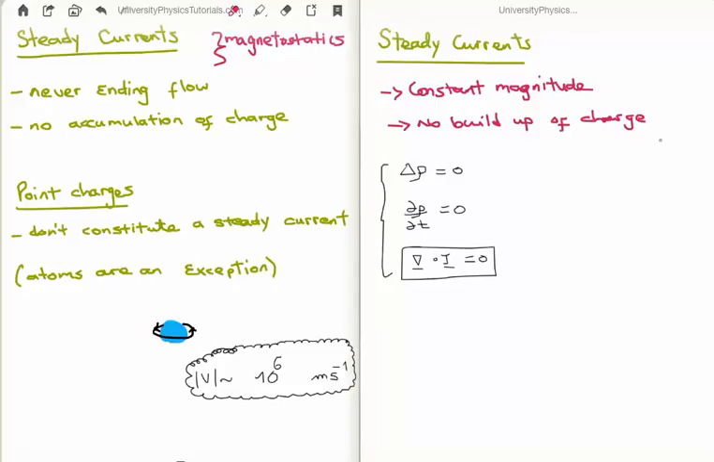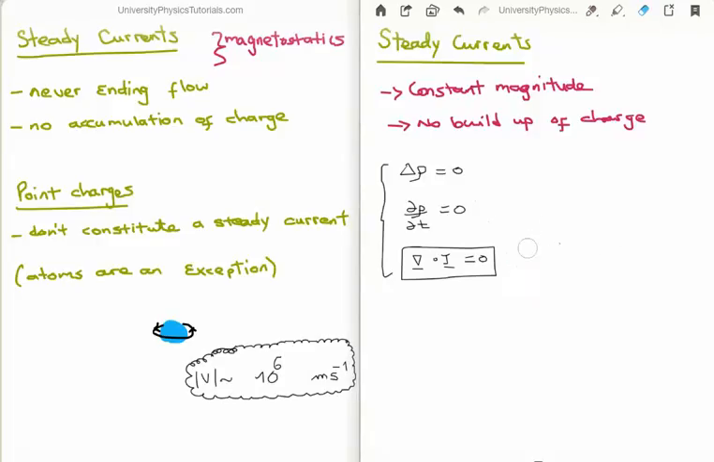Now, why have I spent so much time discussing steady currents? Well, I'm about to tell you. Just to say once more, a steady current is something which is constant in magnitude and has no buildup of charge. By definition, if there is no buildup of charge, that means Δρ, the change in the charge, is zero. If the change in the charge is zero, that means the time rate of change in the charge is going to be zero. And what this implies is that the continuity equation is itself zero.